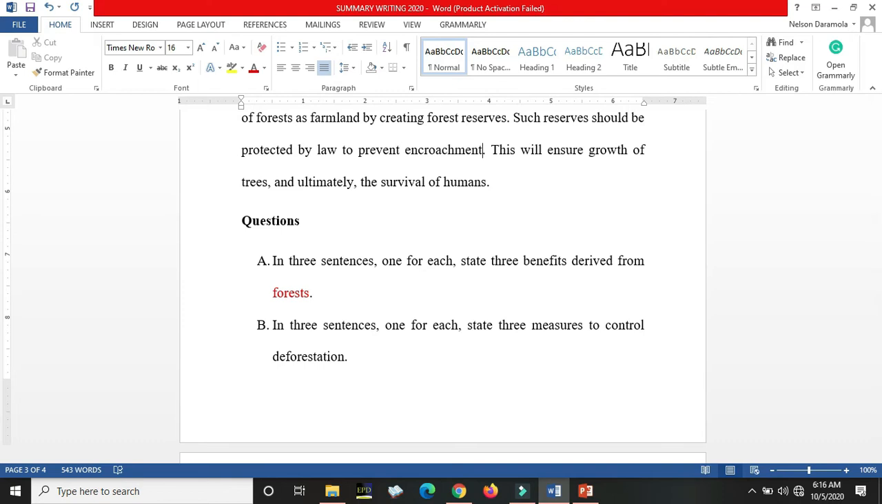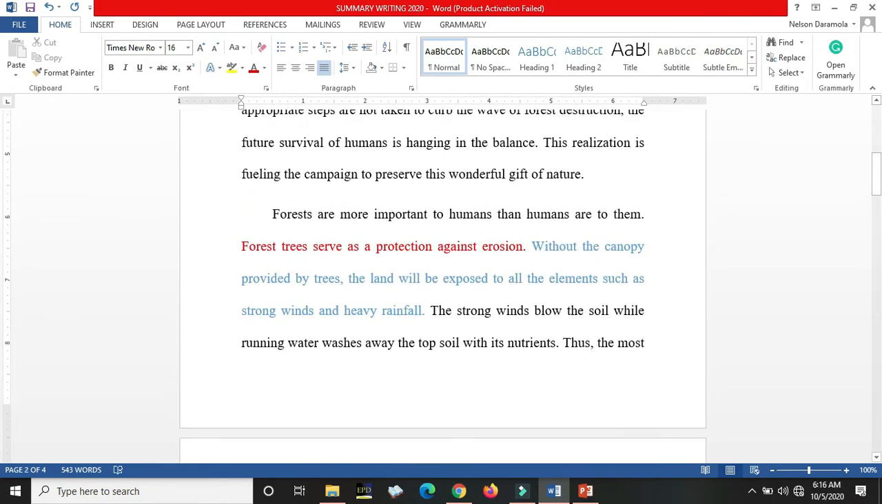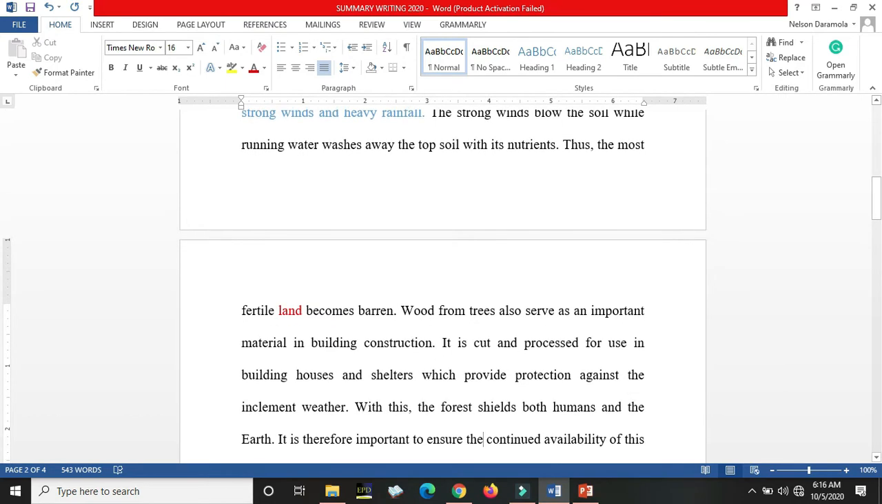Number 2. Let's look at number 2 now. The writer proceeds. Let's see very quickly. So I haven't finished that. You see, wood from trees also serve as an important building material. That is another direction to your answer. Now, the writing pattern of this writer is very easy. The writer gives you a topic sentence and begins to elaborate in subsequent sentences.